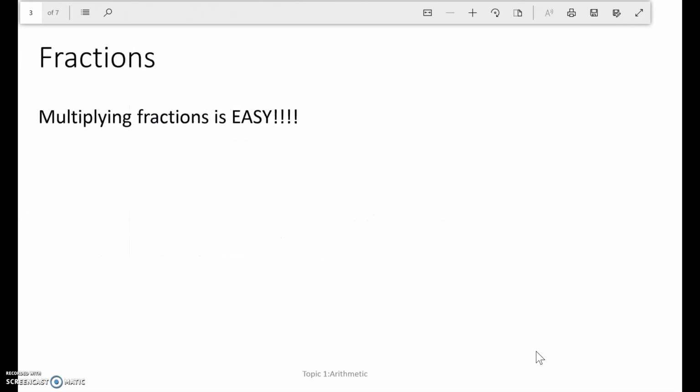Now, multiplying fractions is the easy one. And because it's so easy, everybody does it for anything to do with fractions. So, to multiply fractions, it's top times top over bottom times bottom. So if you've got A over B times C over D, the answer to that is going to be AC over BD.